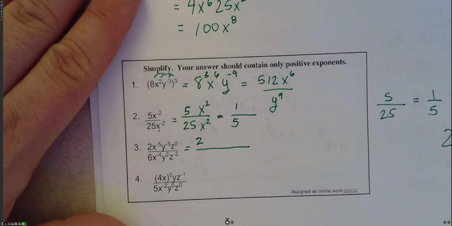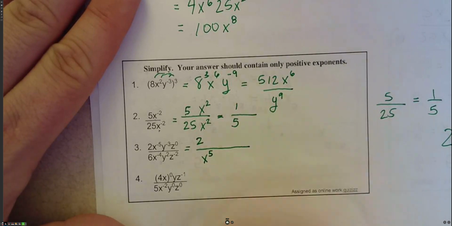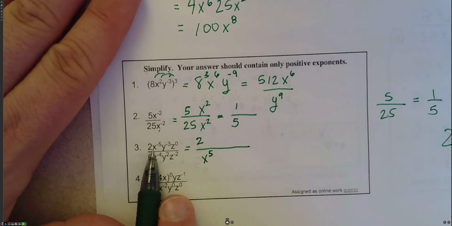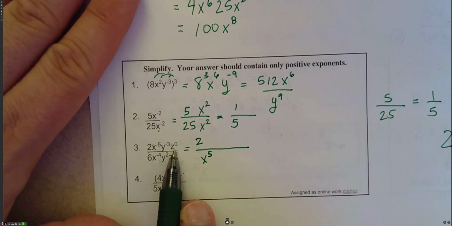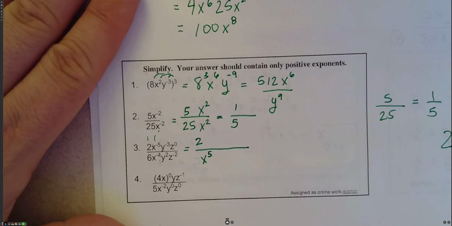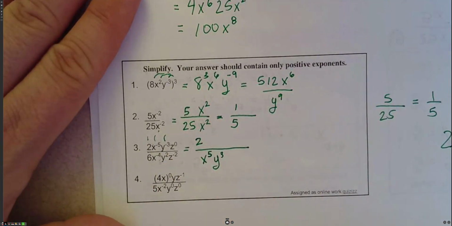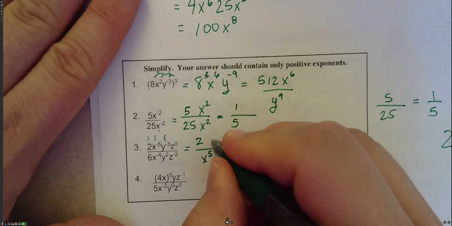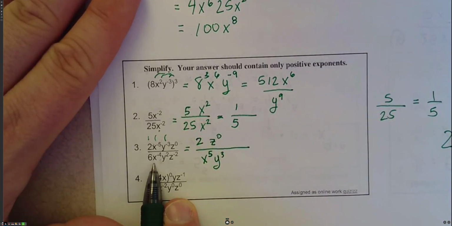Downstairs is what I said. So x to the fifth is here. I like to just go across the top. So I dealt with the 2, check. I dealt with the x to the negative fifth. Y to the negative third goes where? Bottom. Dealt with that. Z to the 0 goes top. Okay, we can write that. Z to the 0.